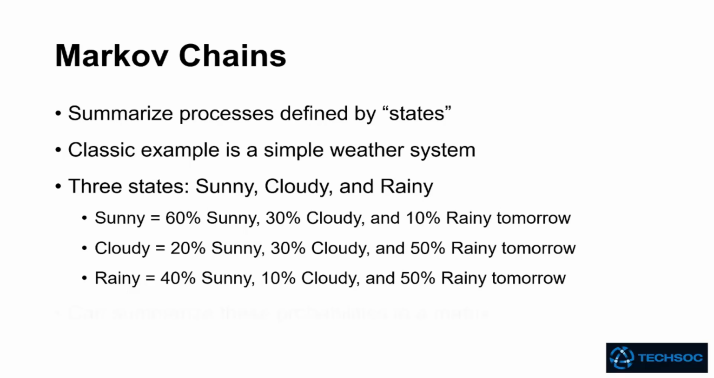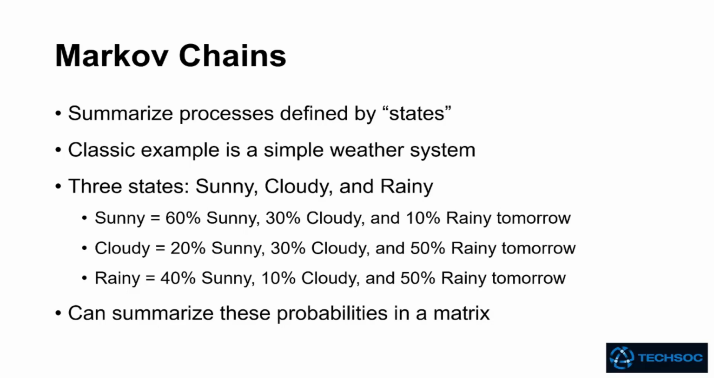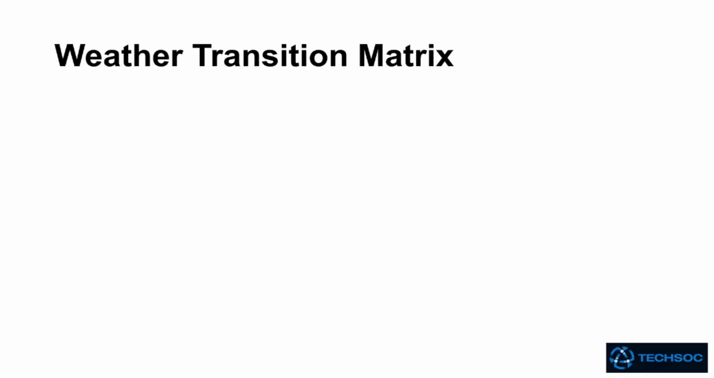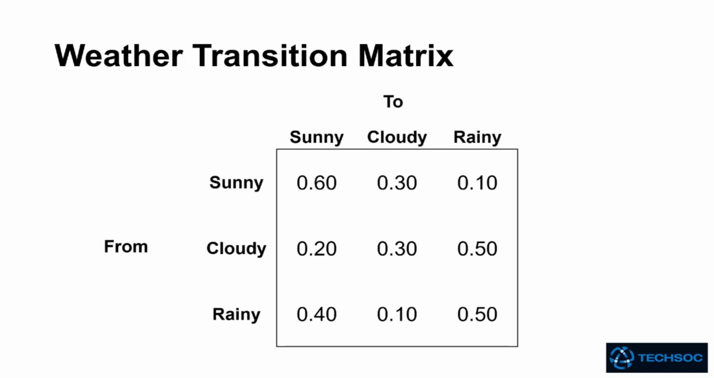We can summarize these probabilities in a matrix, and let's take a look at that weather transition matrix now. We go from sunny, cloudy, or rainy using the probabilities that we see here. So for cloudy, and this is the middle row, then 20% chance of sunny the next day, 30% cloudy, and 50% rainy. And the other probabilities are what I described before.